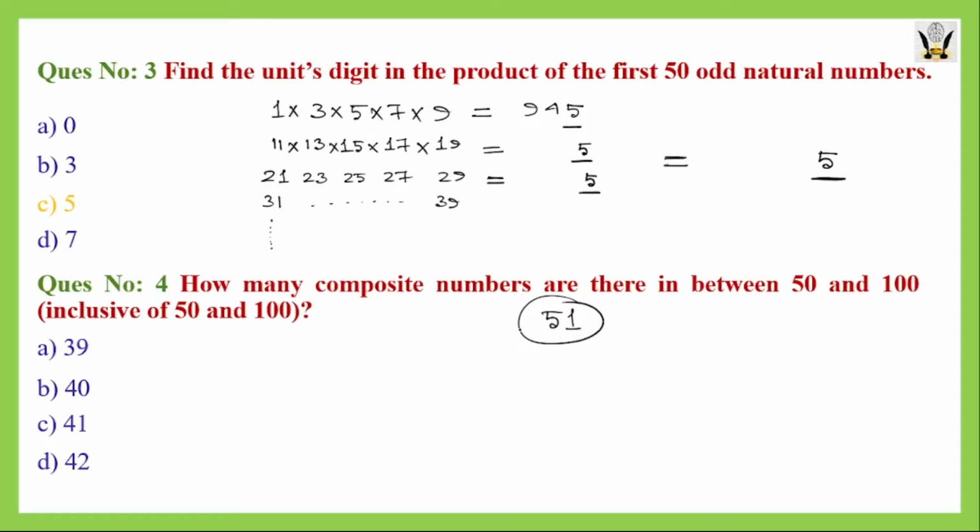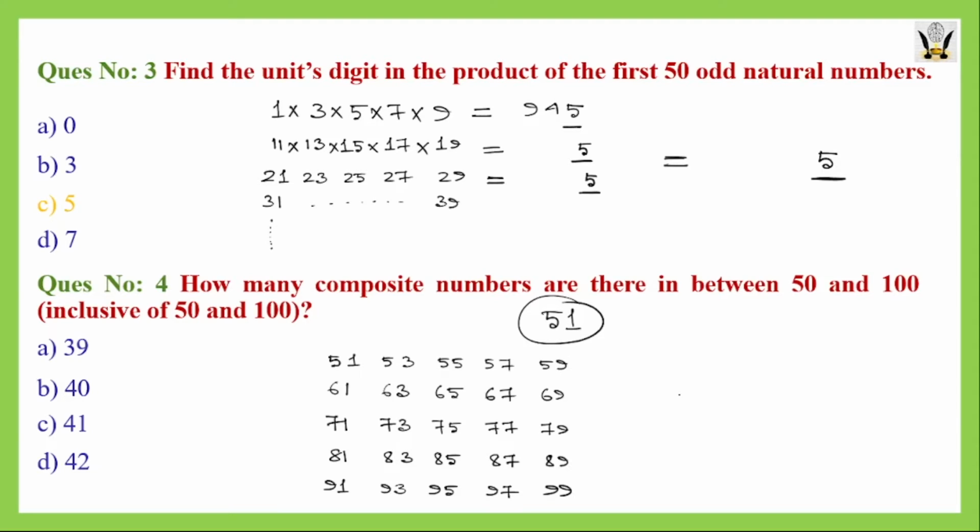So what we will do here is count the total prime numbers. And to do that, we have considered only the odd numbers. So I have written all the odd numbers from 51 to 99 within that range. Now 51 is divisible by 3. We know 5 plus 1 is 6, so that is divisible by 3. That is a composite number. 53 is an odd number.